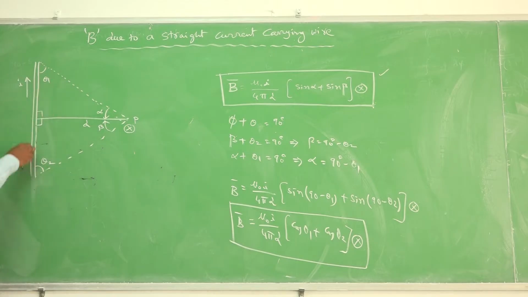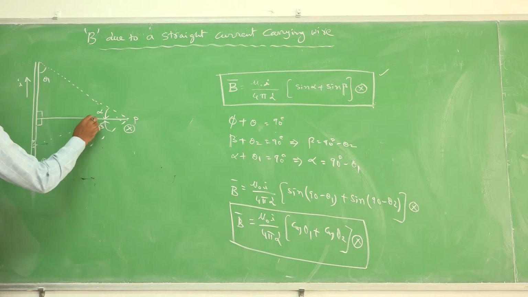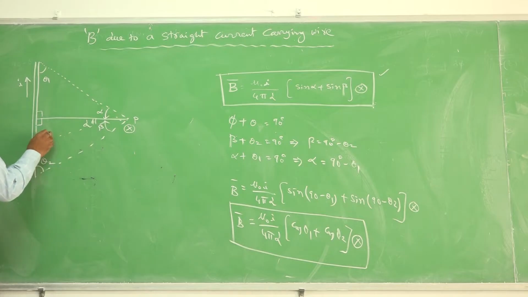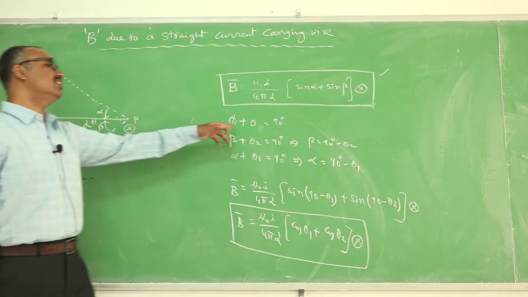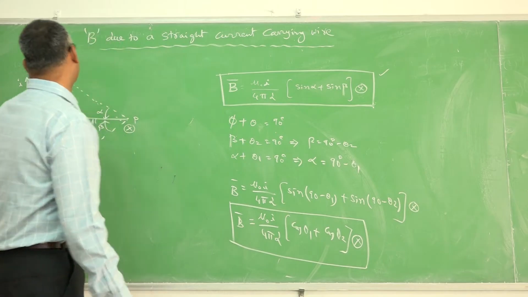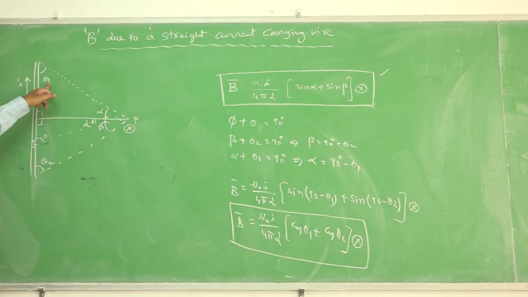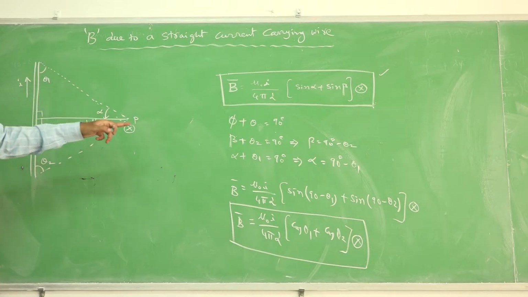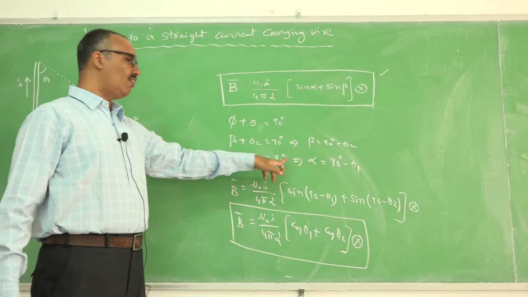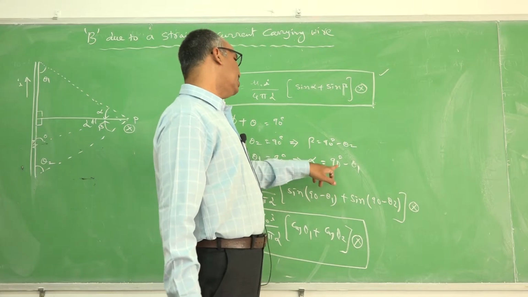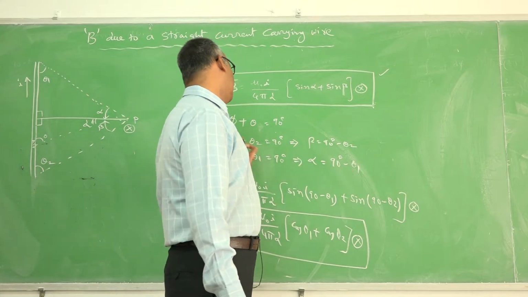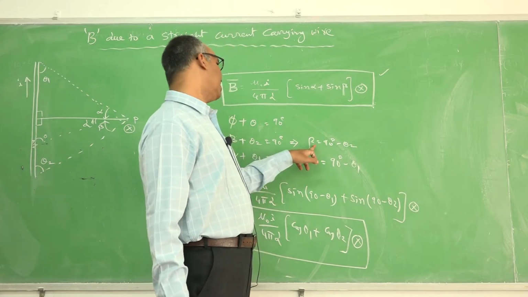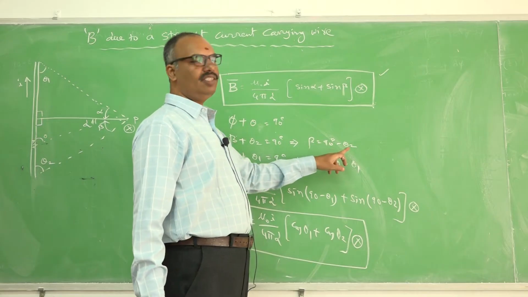Similarly, in the last class we took a small element, the element is making an angle phi here, and here it is making theta. Phi plus theta is 90. So the relationship between theta and alpha is theta 1 plus alpha is equal to 90 degrees. Then alpha can be written as 90 minus theta 1. Beta plus theta 2 is 90, so beta can be written as 90 minus theta 2.